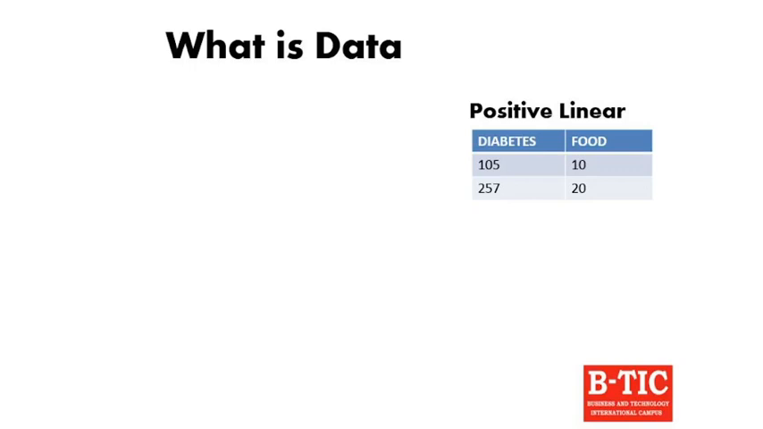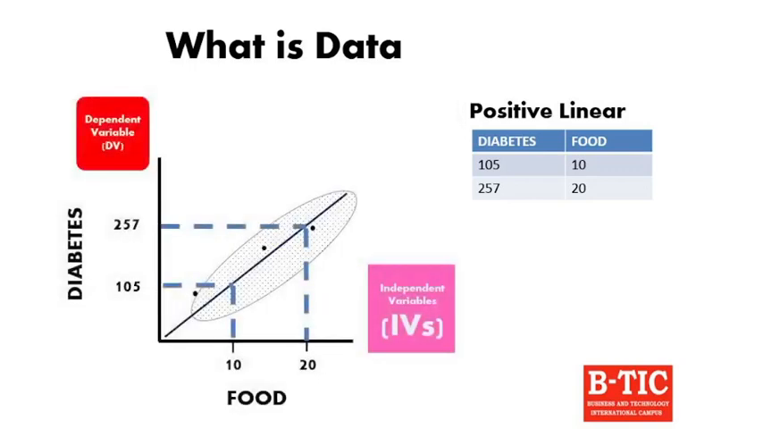So I have the data of food consumption for 2 days, day number 1 10, day number 2 20, and the diabetes or the blood sugar level on those days respectively, which is 105 the first day, and 257 the second day. This is the data. Using this data, you can't come to a conclusion about the relationship between the diabetes and the food. But if you bring this data into a graph like this on the screen, you can understand when the food consumption increases, the diabetes goes up.